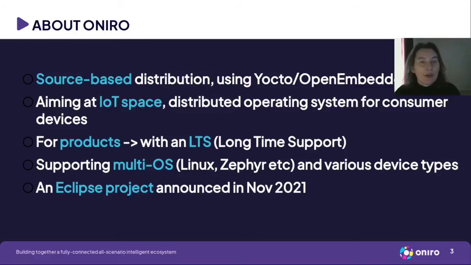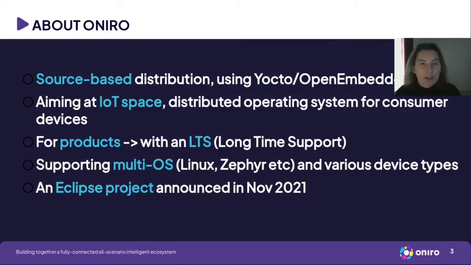And now a few words about Onnero because it will make it easier for you to understand how we use scanning for security issues. Onnero is a source-based distribution using Yocto and Open Embedded. We are aiming for IoT space and for consumer devices. It means that the distribution is designed for products with a long-term support LTS version. It also means that we maintain packages for years.